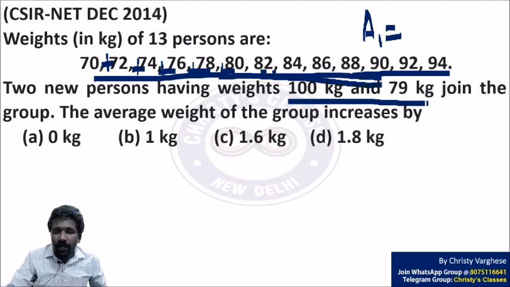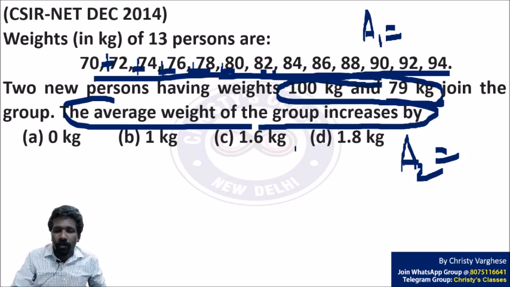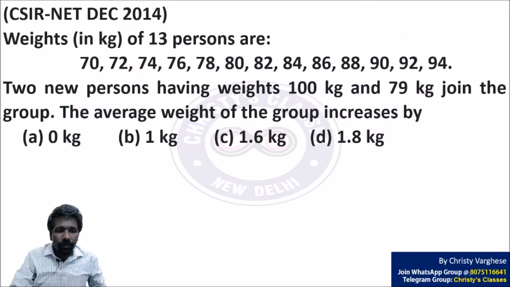Then you have to add 179 also to the list and divide by 15, that will be A2 average. Then A1 and A2 difference, that is the meaning of average weight of the group increases by A2 minus A1. But that is going to be very time consuming to do like that. So we need some shortcut. That is what I am concentrating on.